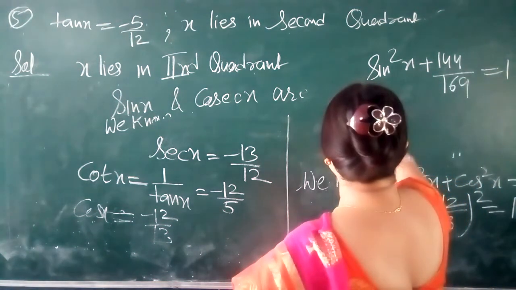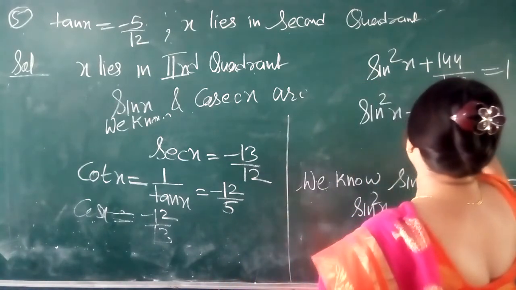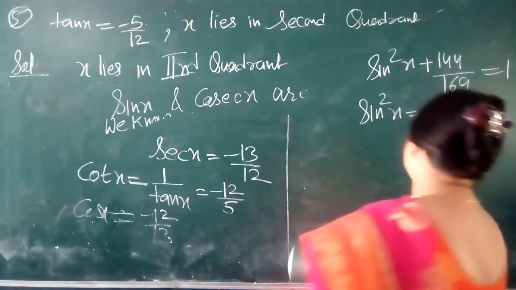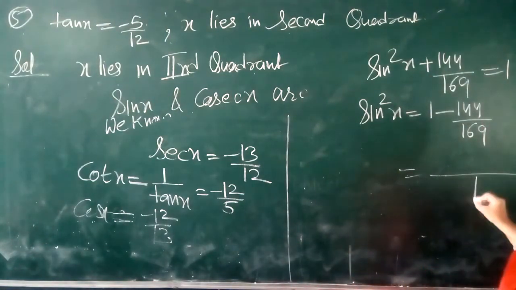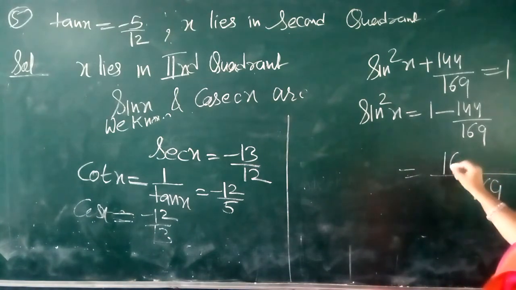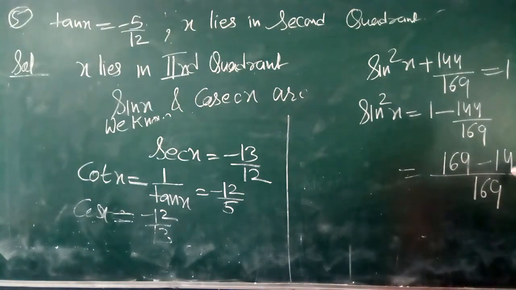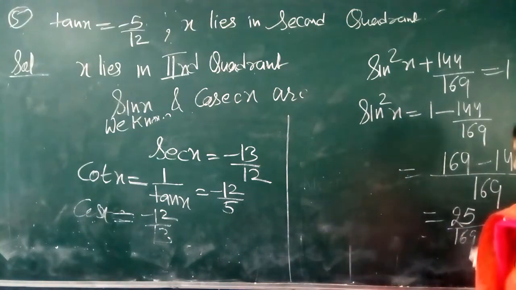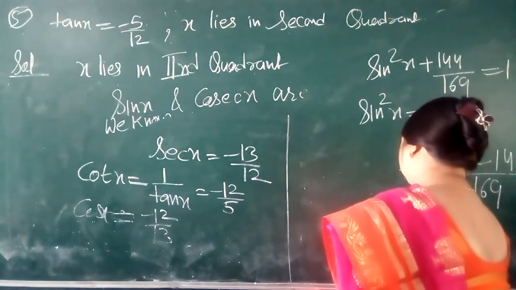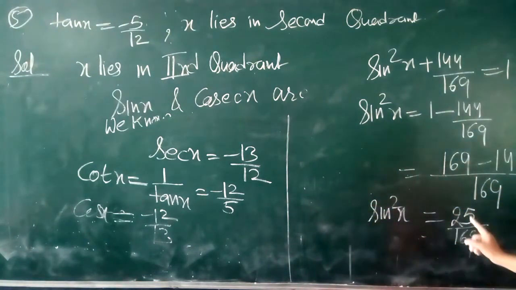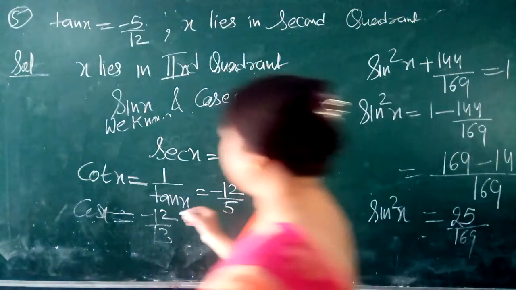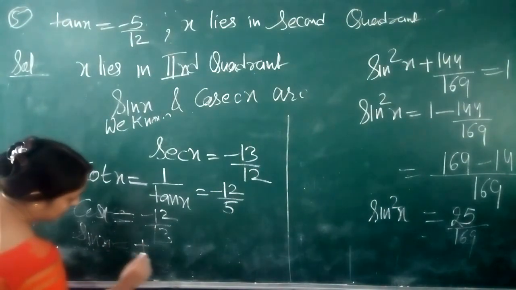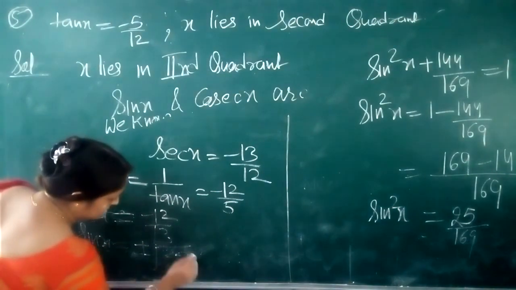Now sin square x will be 1 minus 144 upon 169. So subtract this term, take the LCM here. After taking the LCM, it is 169 minus 144, so it comes 25 upon 169. This is the value of sin square x. But you have to find the value of sin x, so sin x is equal to plus minus under the root 25 upon 169.